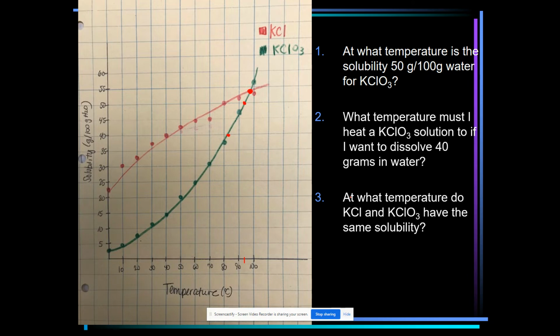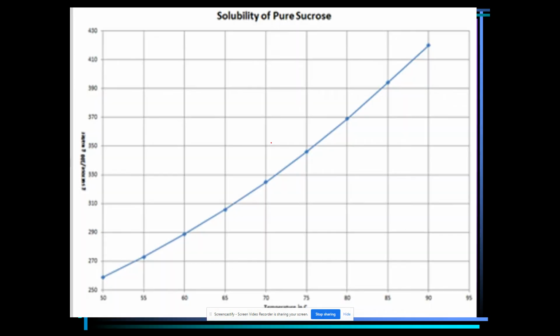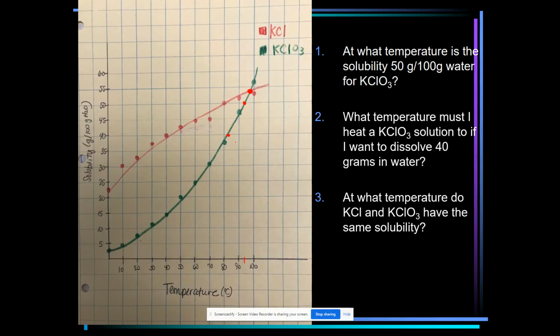And then the last question says, at what temperature do they have the same solubility? That is where they cross and form this intersection. So it's asking for the temperature. So I come down. That's about 98 on mine, 98, 99. Okay. So that's solubility.